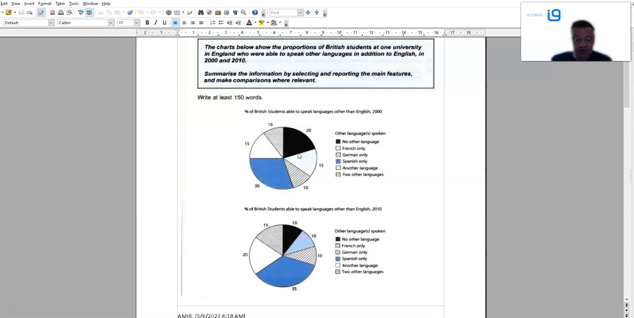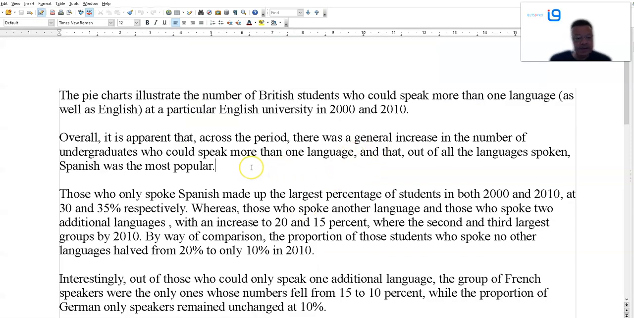The second key feature is, well, usually what's the biggest, what's the smallest, what's the same, what has changed, etc. And it's obvious that the main feature is more people speak more languages, but the largest group is Spanish, from 30 to 35. So that's basically it. There's not a lot else. So overall, it is apparent that across the period there was a general increase in the number of undergraduates who could speak more than one language, and that out of all the languages spoken, Spanish was the most popular.